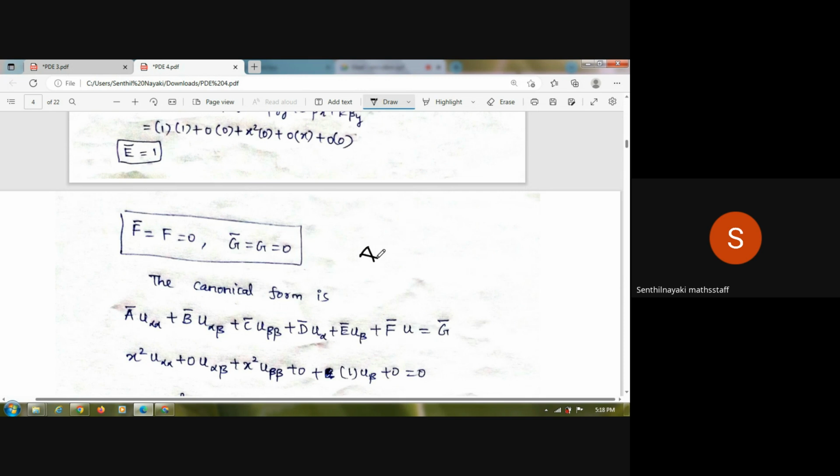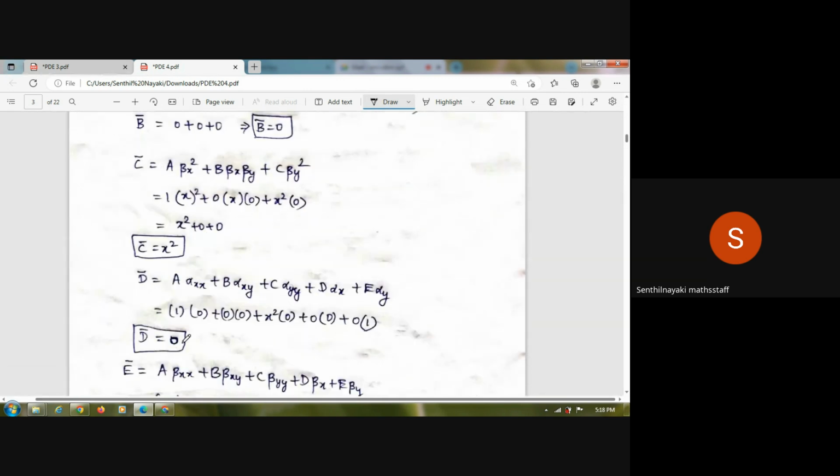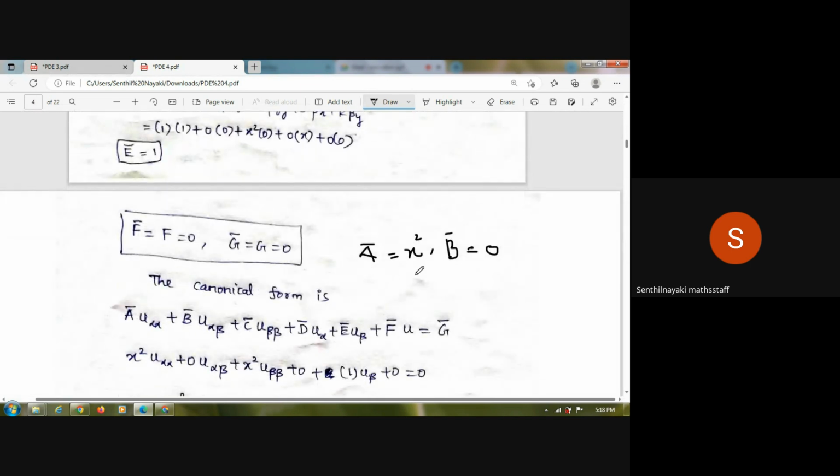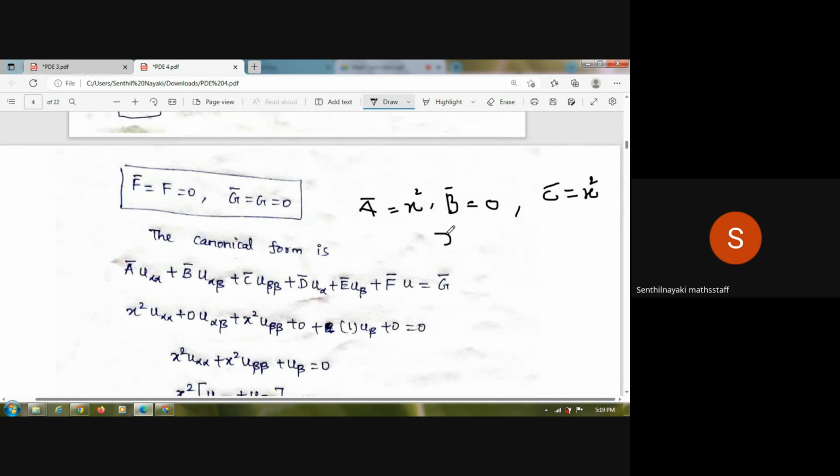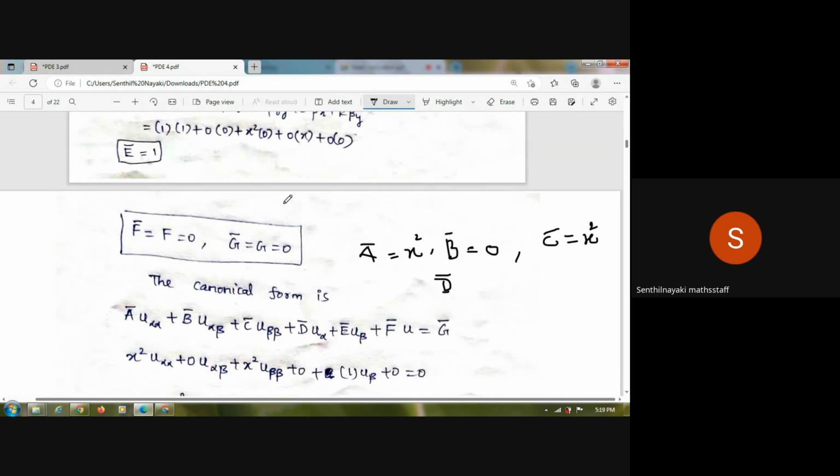Since we have a bar is x square, b bar is 0, and c bar is x square, d bar is 0, f bar and g bar equal to 0, e bar equal to 1. Okay, substitute into this equation.